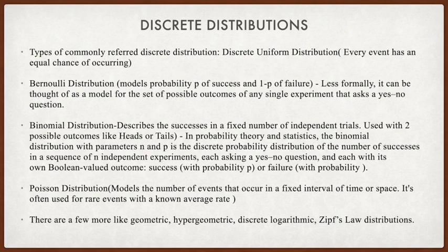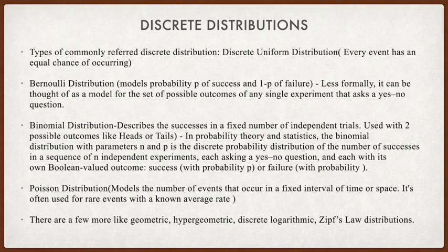Bernoulli distribution, less formally, can be thought of as a model of the set of possible outcomes of any single experiment that asks a yes or no question. It models probability p of success and 1 minus p of failure. Binomial distribution describes the number of successes in a fixed number of independent trials with two possible outcomes, like heads or tails.